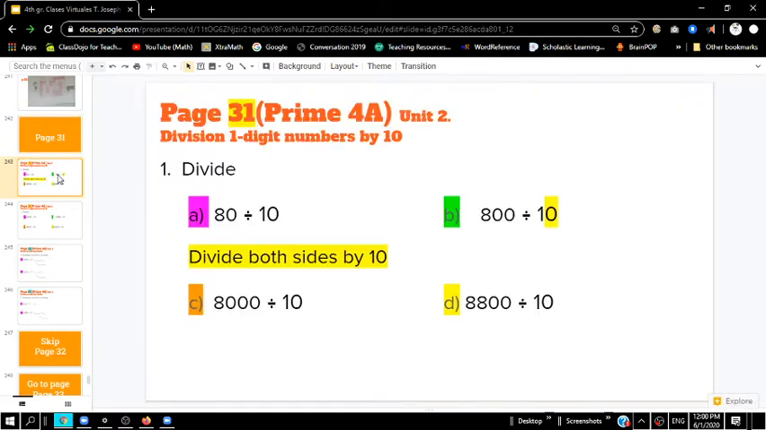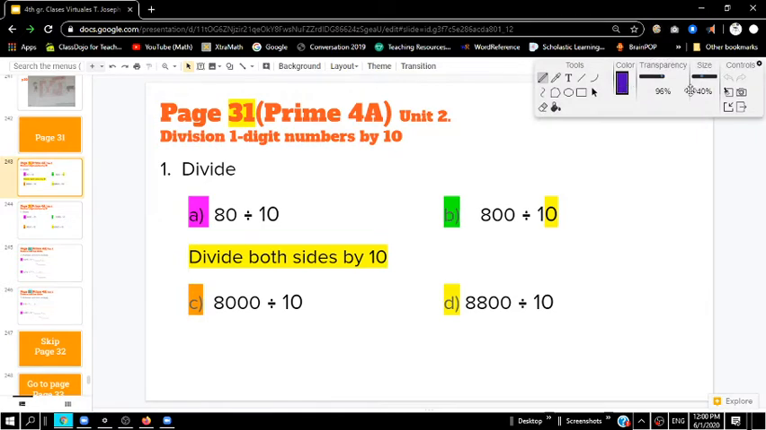The concept for today is division of one-digit numbers by 10. So let's get started. This concept, boys and girls, is a very important concept, and it's actually building off of what we've done in the past. Okay? When we divide a number, for example, 8 divided by 1, we're just telling ourselves that 8 is easily divisible by 1. It's just itself, right?